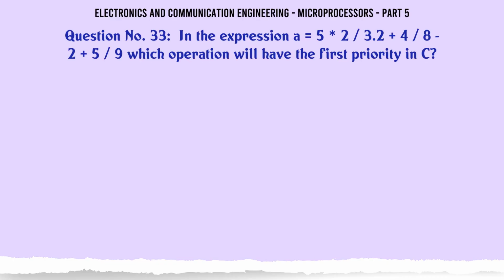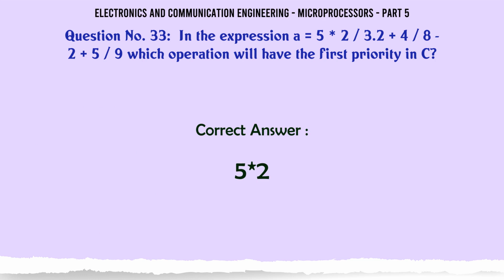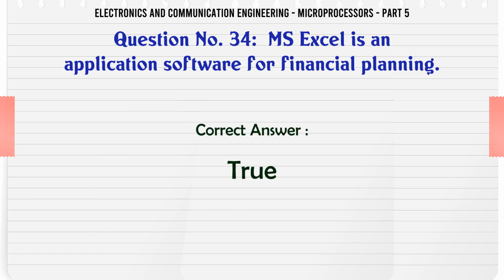In the expression of 52 * 3.2 + 48 / 2.5 - 9, which operation will have the first priority in C? A. 52, B. 23.2, C. 523.2, D. 48. The correct answer is 52. MS Excel is an application software for financial planning. A. True, B. False. The correct answer is true.